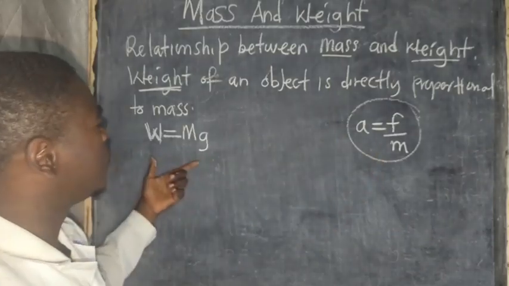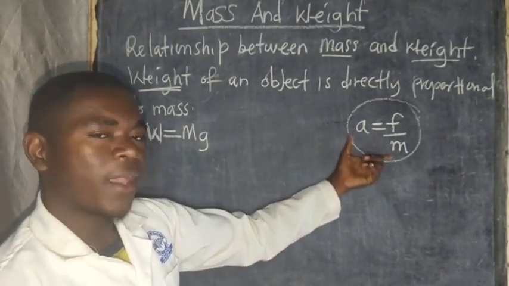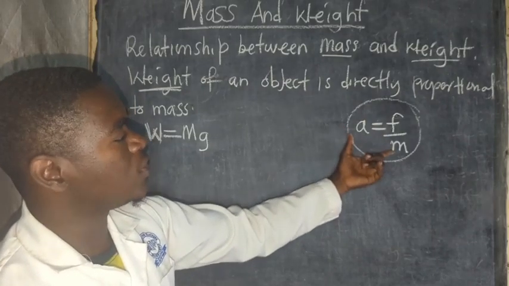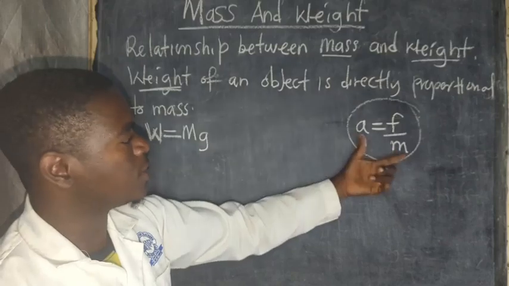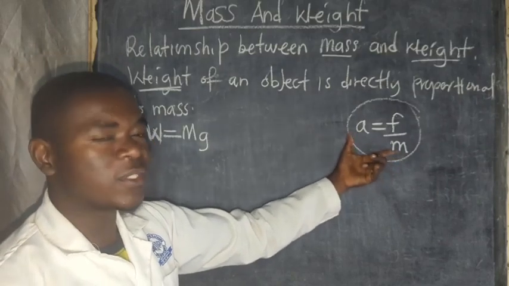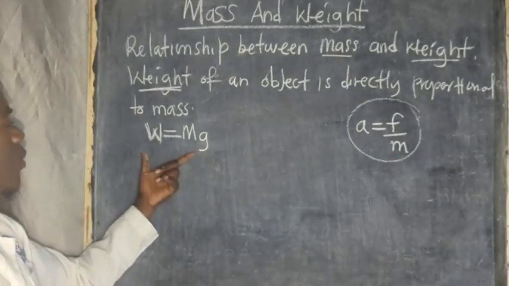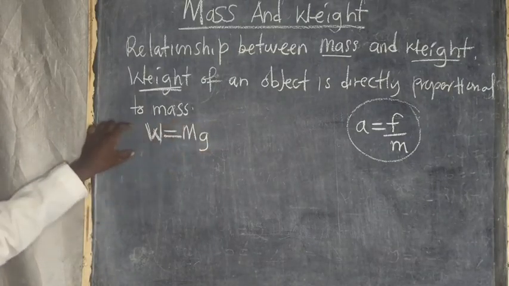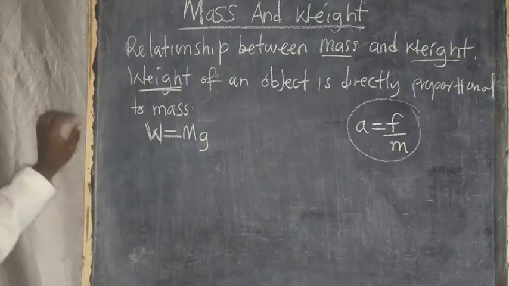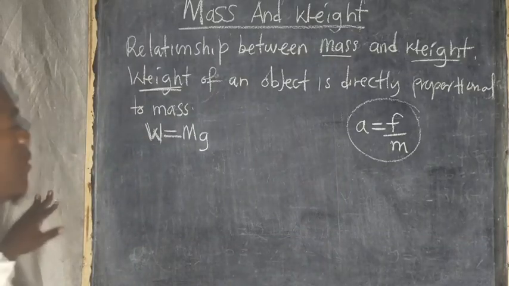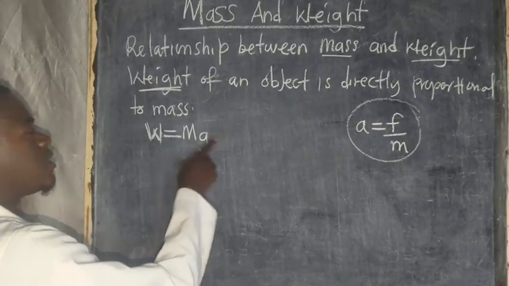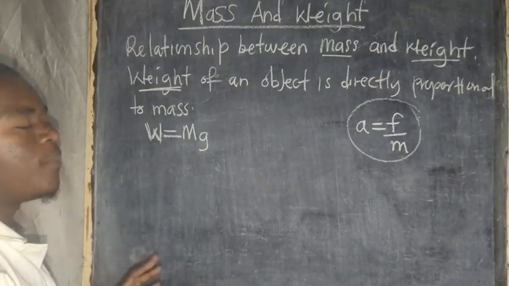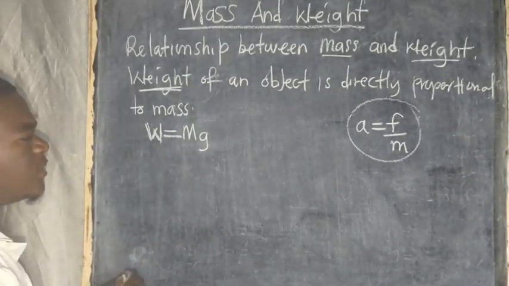Even as we look at Newton's laws of motion, first law, second law, when we start looking at forces, that's when you are going to understand this. But we are looking at weight and mass. This is the relationship that is there. These two are directly proportional. Weight is directly proportional to mass. This is what you need to know.